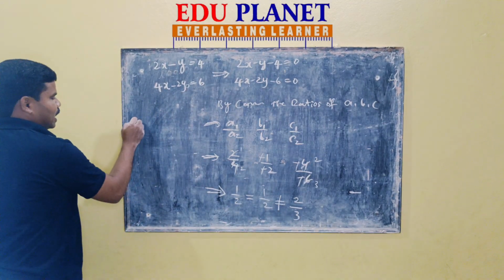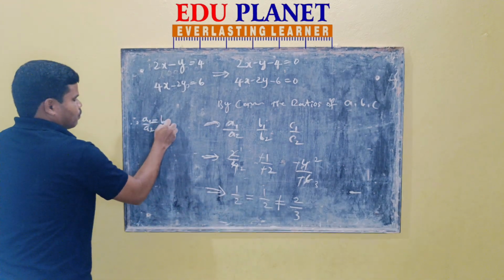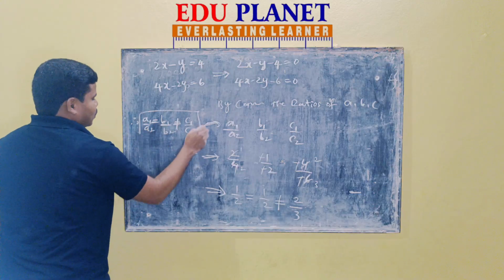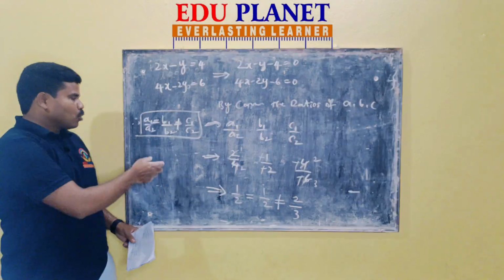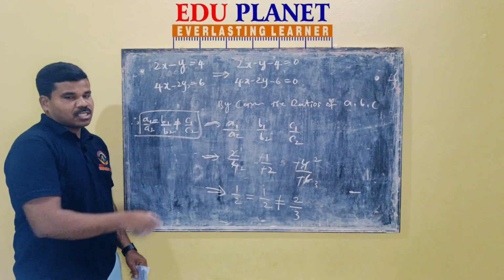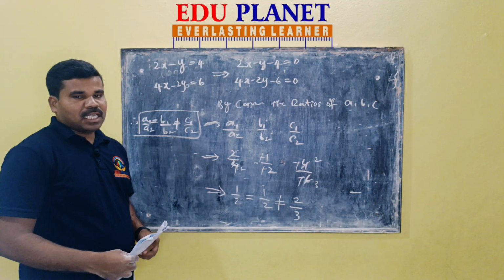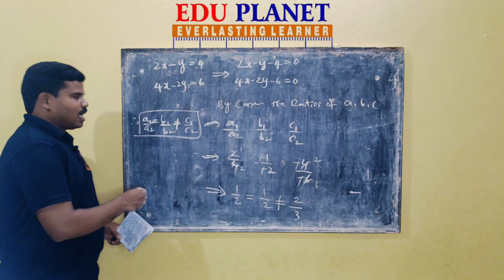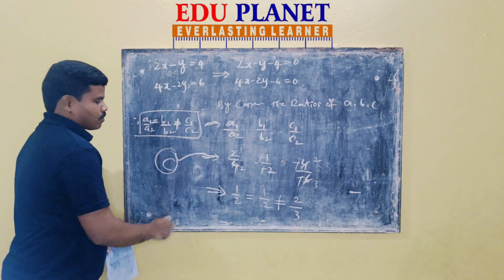It means I can say that a1 by a2 equals b1 by b2, but does not equal c1 by c2. By this condition, we can say that for a pair of linear equations whose coefficients satisfy a1 by a2 equals b1 by b2 but not equal to c1 by c2, they will be parallel. Graphically, they will be parallel, the number of solutions is 0, and they are inconsistent. So the correct answer is option C.